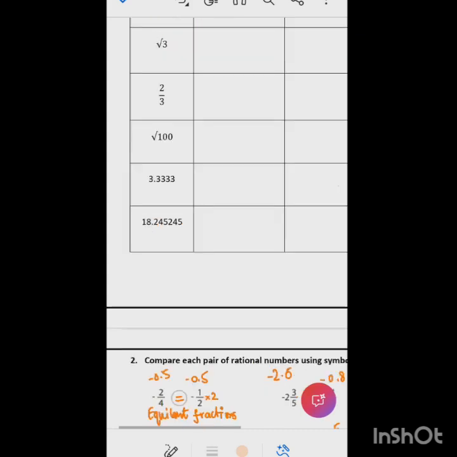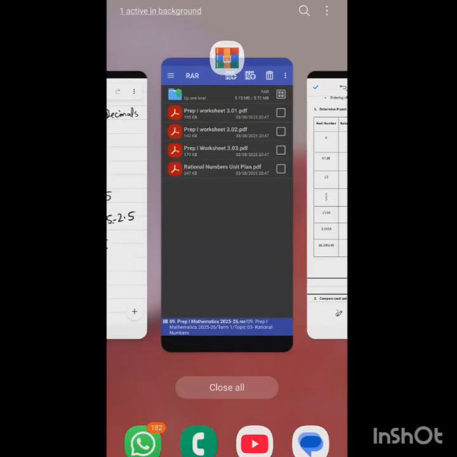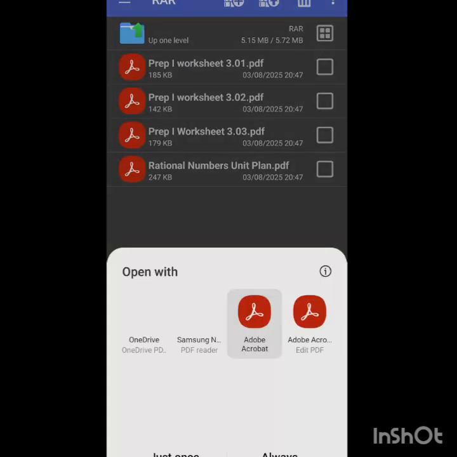So I'm skipping this first question for now, because we will discuss the second topic and then I will tell you. Okay? So moving on to the second worksheet. Let's see what is there in this.